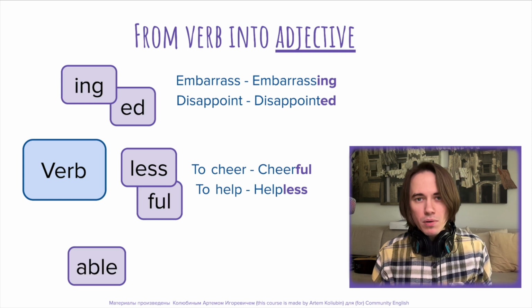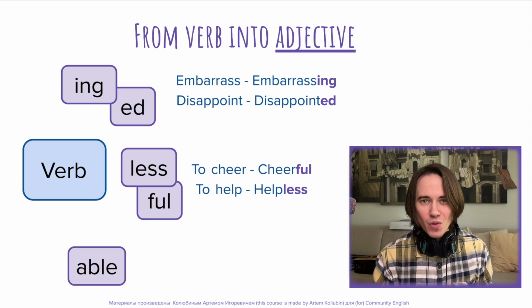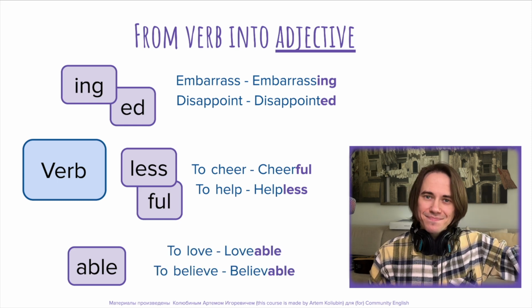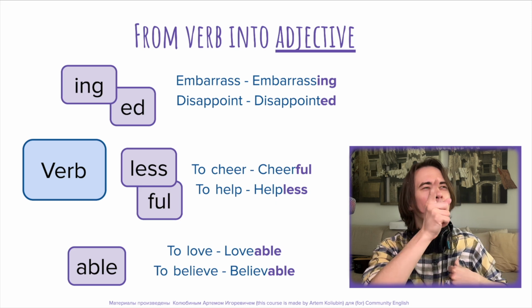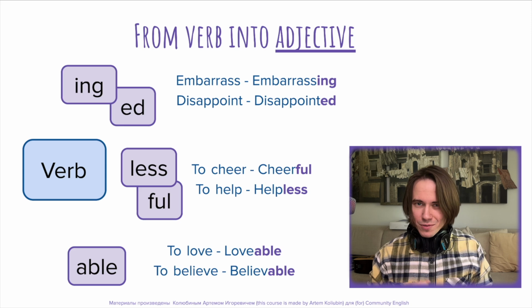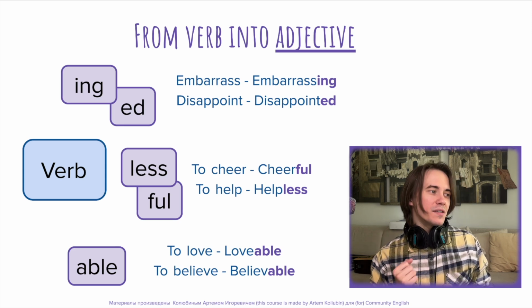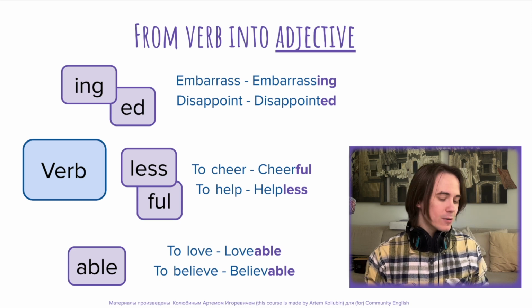Then we have able. We usually use able with a verb to say that you are able to do that. So for example, if you are able to love somebody, right, or other people can love you, so you're lovable. It's usually about other people are able to love you, so you're lovable. Or so the theory, you can believe, you're able to believe in this theory, so it's believable, it sounds believable, it's a believable theory, right?